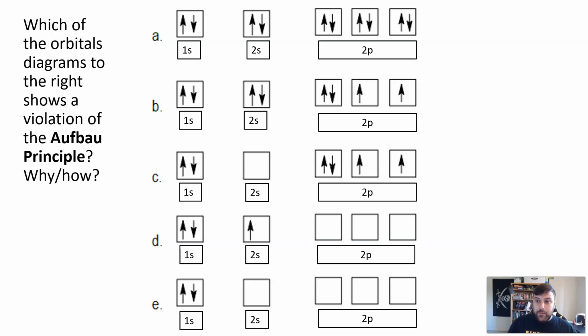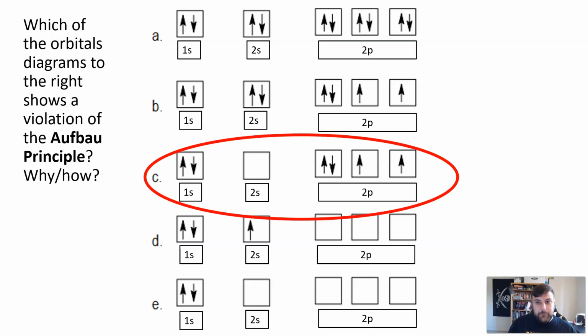Okay. So, as most of you probably guessed, letter C was the one that was incorrect. This is because if you look, that 2s sublevel is completely empty. 2s is a lower energy level than 2p. So the electrons would want to fill there first.